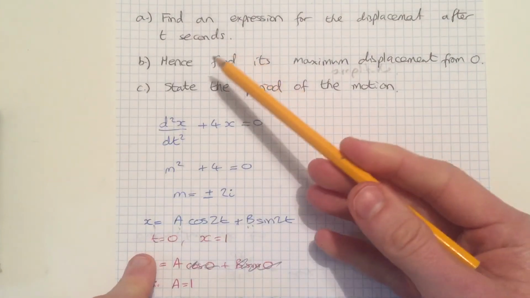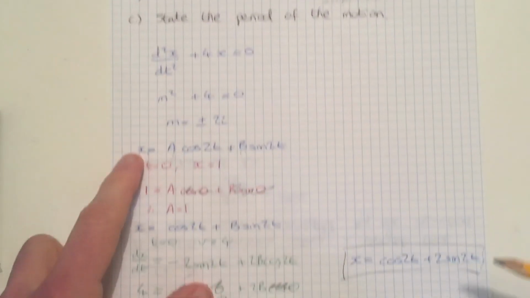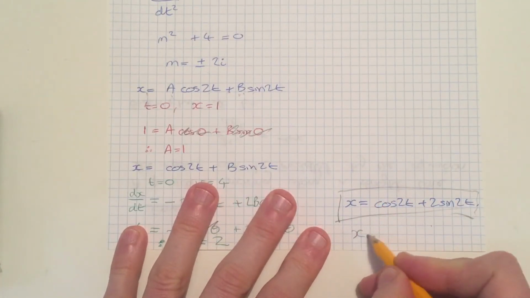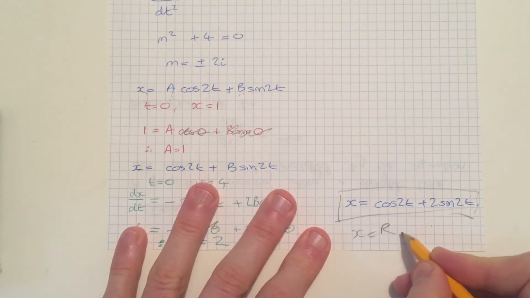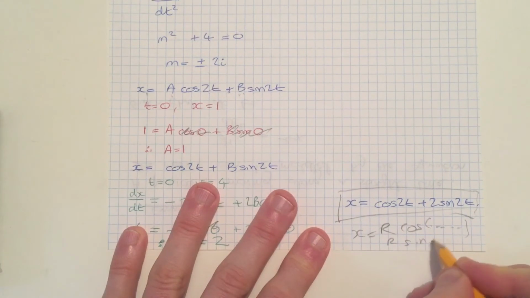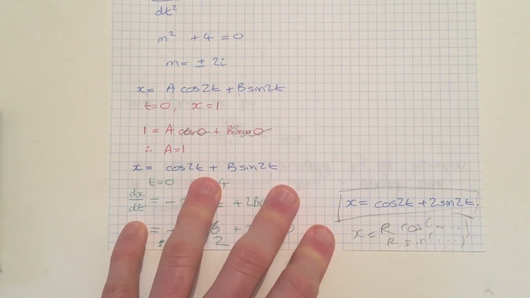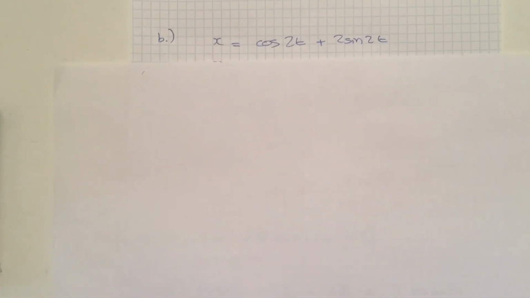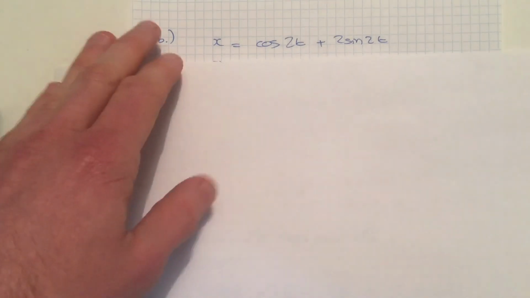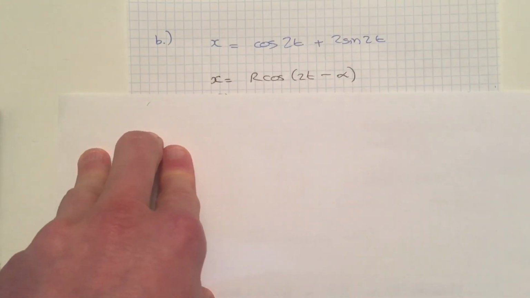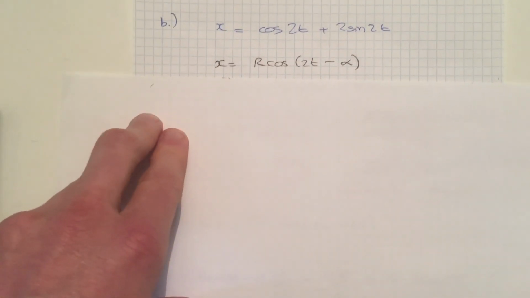Part B, hence find its maximum displacement. So we saw before that in order to get a maximum displacement, I'd like to have it in the form where I've got either r cos, blah, blah, blah, or r sine, blah, blah, blah. One of those two things. So I'm going to need to use the techniques from regular A-level maths now. I've chosen to do it in the r cos form. You could do it in the r sine form, absolutely fine, you'll get the same answer either way.